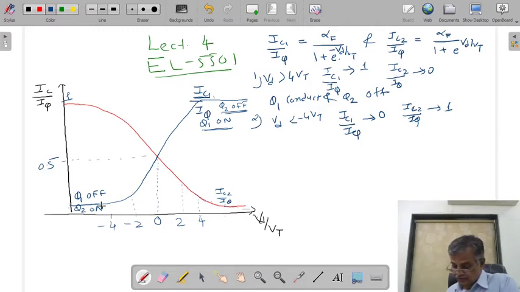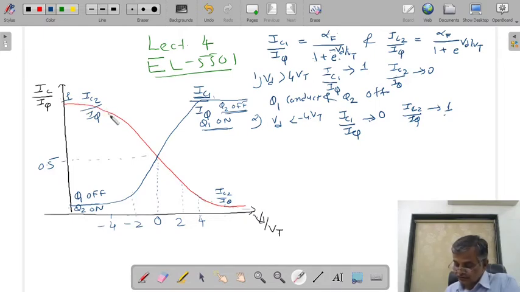Look here, again, VD is minus 4 VT, and here plus 4 VT. With alpha we have taken 1 upon 1 plus e raised to plus 4, so you can get this value. Here minus, you will get this value. So this is the graph, your IC2 upon IQ. In this region IC2 will flow, and this is the graph of IC1. So in this region, IC1 does not flow, IC2 will flow.